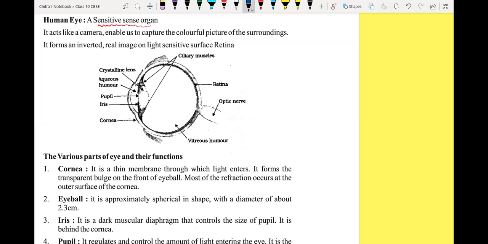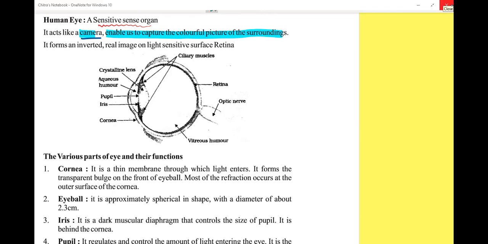Okay, so it acts like a camera. You know, our eye is acting like a camera, and it enables us to capture the colorful picture of our surroundings, whatever we can see. Our eye forms the image on the retina, and then from the retina our brain senses the picture as it appears around us.